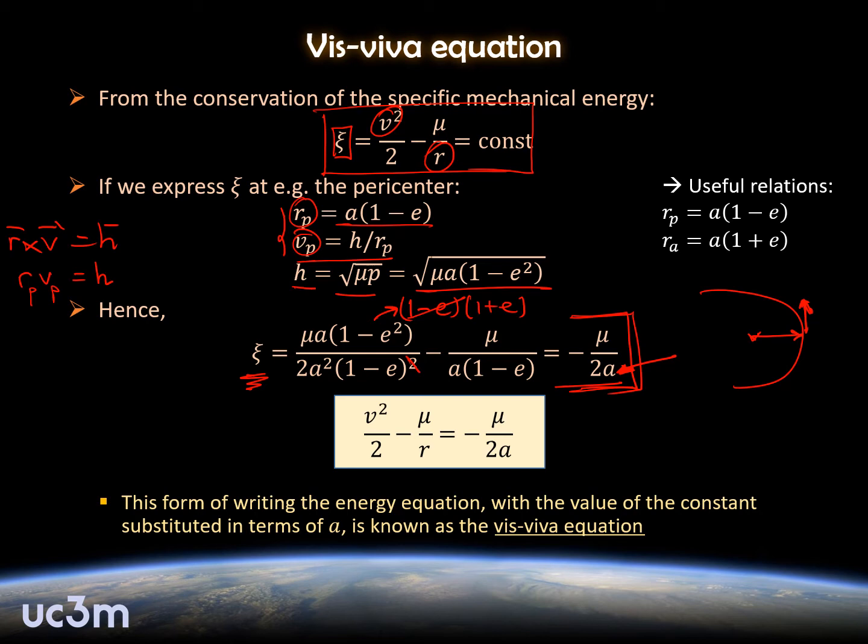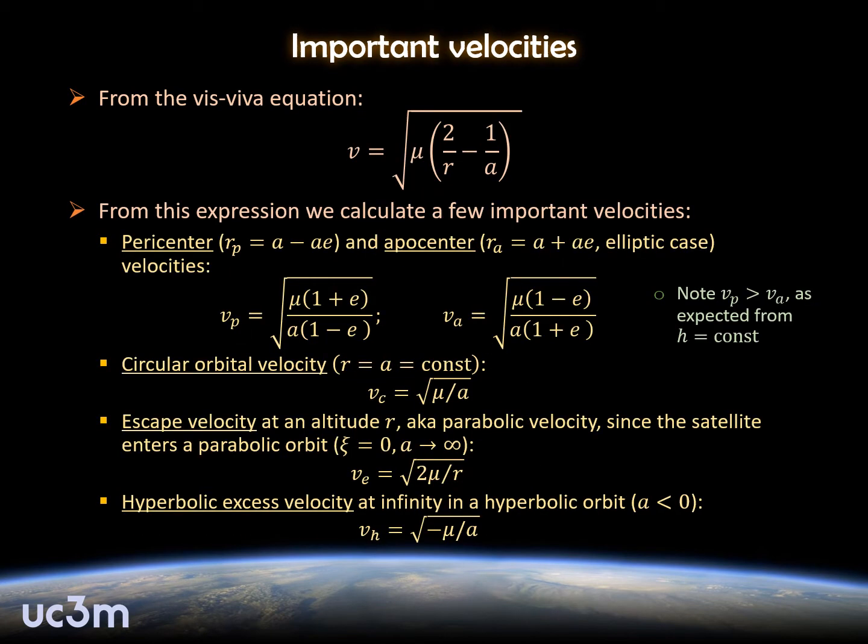All right. So now that you have found this value for the energy, you can replace it in the equation of energy and you get this very useful expression. Now that we have the vis-viva equation and we know that the mechanical energy is minus mu over 2a, we can use the equation of the mechanical energy, the vis-viva equation, to solve for the velocity. And this is what we find.